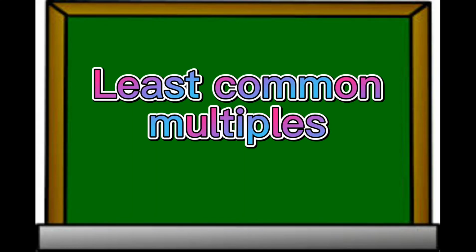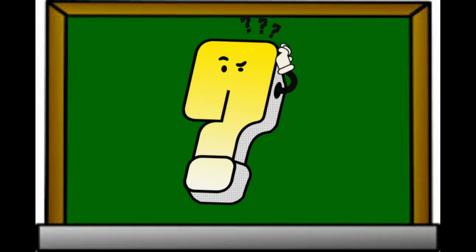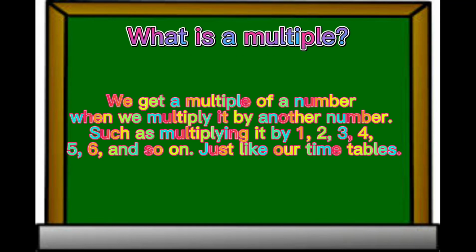Today's lesson is least common multiples. The least common multiple, also known as LCM of two numbers, is the smallest number other than 0 we can multiply both numbers by. Before finding the LCM, let's find out what it really means. We get a multiple of a number when we multiply it by another number, such as multiplying it by 1, 2, 3, 4, 5, 6, and so on, just like our timetables.